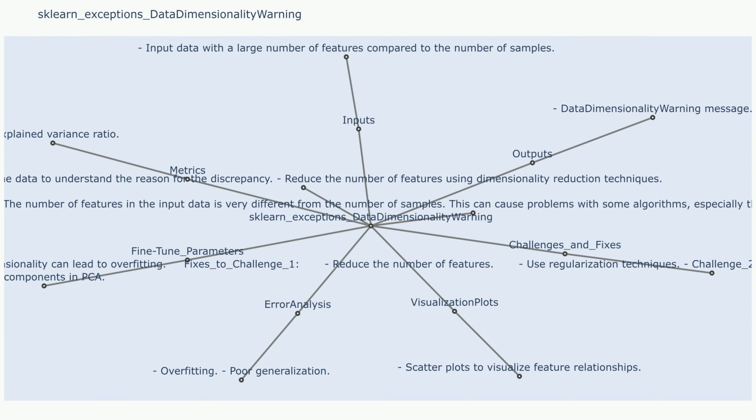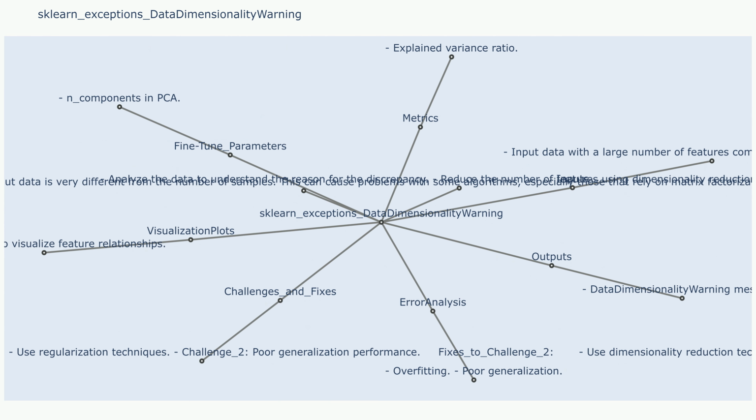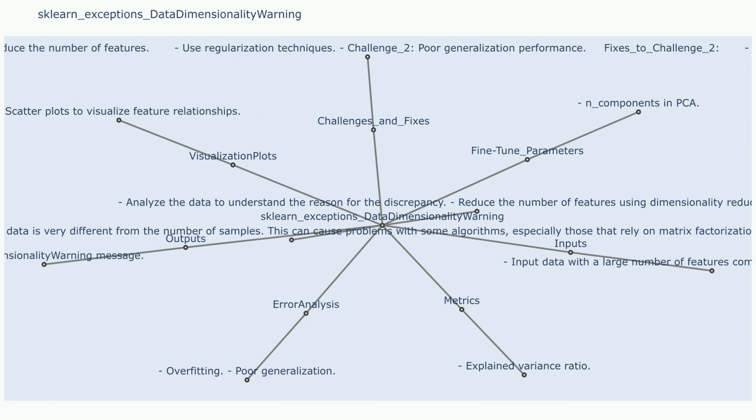Challenges and fixes. Challenge 1: incorrect feature dimensionality. Sample use case: you are using a linear regression model expecting 10 features, but your data only has 5 features. Fixes to challenge 1: feature engineering: create additional features by combining existing ones or applying domain knowledge. Data imputation: fill in missing feature values using appropriate techniques, e.g. mean, median, or model-based imputation.